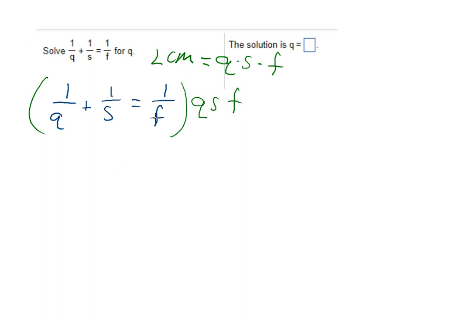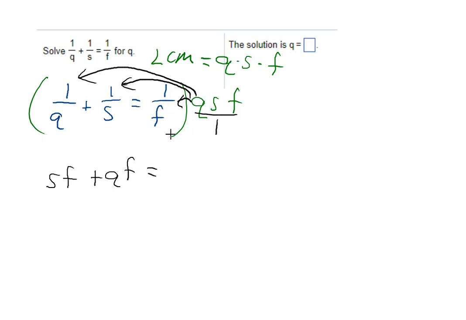We'll distribute. Again, a fresh copy of this has to get multiplied to each fraction. So think of this as being over 1. When this gets multiplied to the first fraction, the Q's cancel out, and we'll have SF left over. So again, let's just kind of do this mentally. Here, when this gets multiplied to the second fraction, the S's are going to cancel out, and we'll have QF left over.